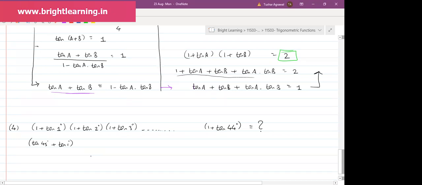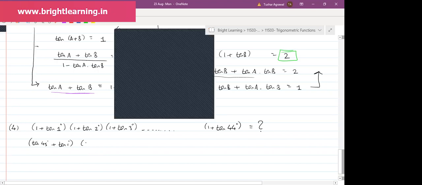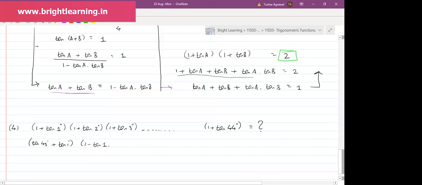Sir, so tan 45 into 1 minus tan 1 tan 44, can we do it like that, sir? 1 minus tan 44. Yes, so 1 minus tan 1 into tan 44. So no, sir, tan 1 plus tan 44 degree is equal to tan 45 into 1 minus tan 1 tan 44, sir. I read it like tan A plus B, sir, using that formula. Maybe I'm not understanding what you're saying. Maybe you're on the right track.